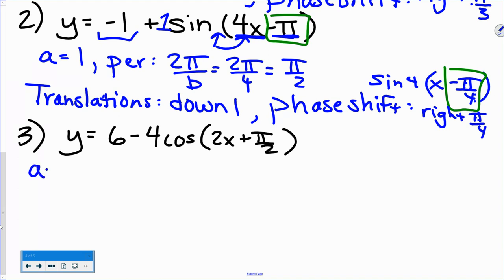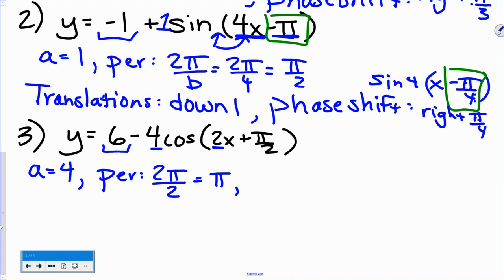All right, amplitude is 4, the number multiplying cosine. Now there's a negative, but that negative is going to be a reflection. It is not your amplitude. The amplitude must be a distance, so it is always positive, remember. All right, next for the period, I'll take 2 pi and divide by, my b is 2, so pi would be the period.